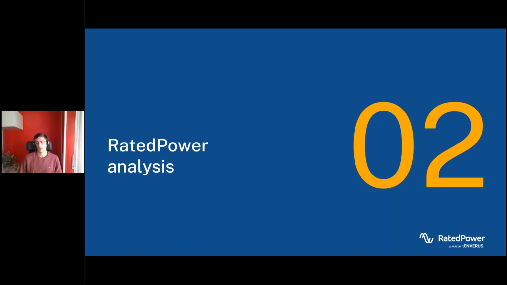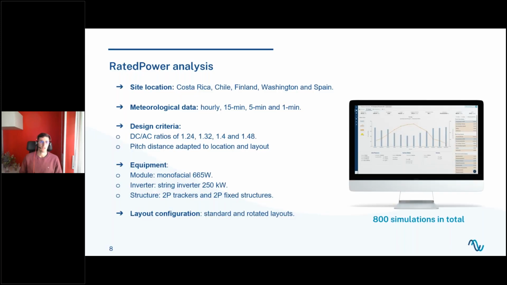Okay, so now we will go through the analysis that we did at RatedPower. We wanted to evaluate what were the main differences in terms of energy production when comparing sub-hourly simulations with hourly simulations. And to do so, we evaluated 5 different locations, designs in Costa Rica, Chile, Finland, Washington, and Spain, with different meteorological data: hourly, 15-minute, 5-minute, and 1-minute meteorological data.